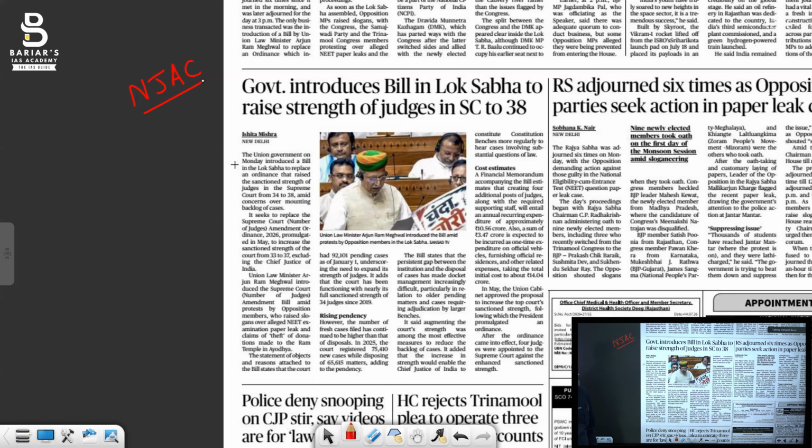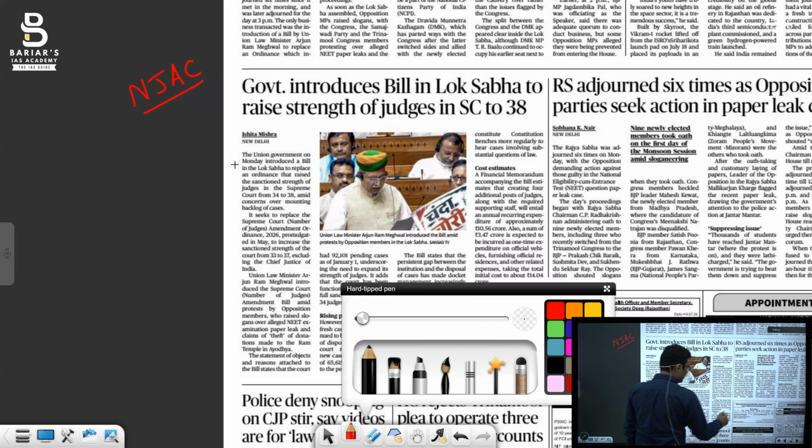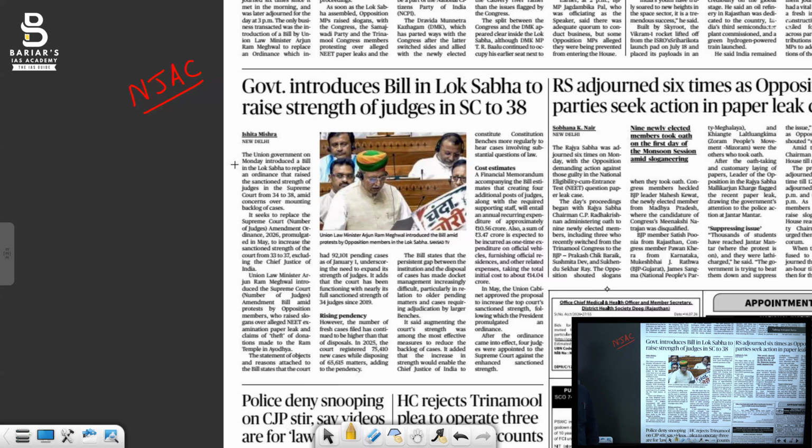Now, NJAC was where again the role of parliament came into picture. So I think 2014 or somewhere around that, NJAC came up, and NJAC talked about how many members would form this commission. You have to know the numbers, na? 6 member commission, which is very simple. Okay, just think of it as second judge's case.